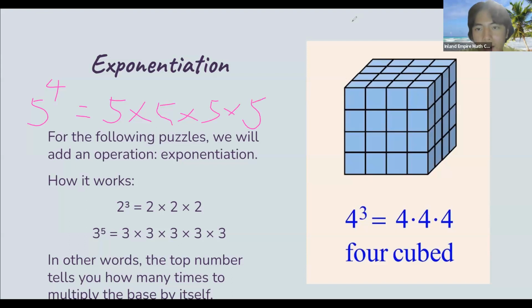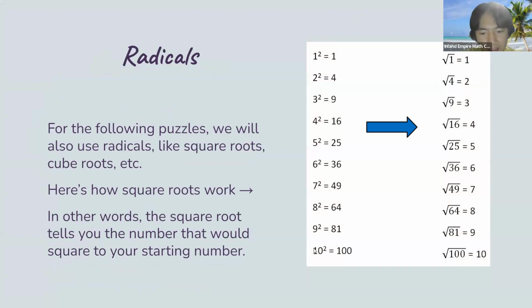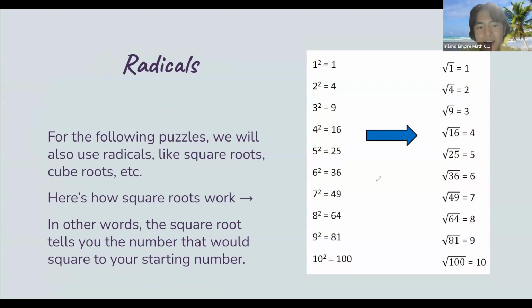Alrighty, okay. Now, not only will we use exponentiation, we're also going to use radicals. Radicals is the collective term for square roots, cube roots, fourth roots, and so on. But right now we're only going to talk about square roots. How square roots work is it's really just the reverse of exponentiation. If you look at this diagram here, it's pretty intuitive. You know that 2 to the second power is 4. That's exponentiation. Therefore the square root of 4 is 2.